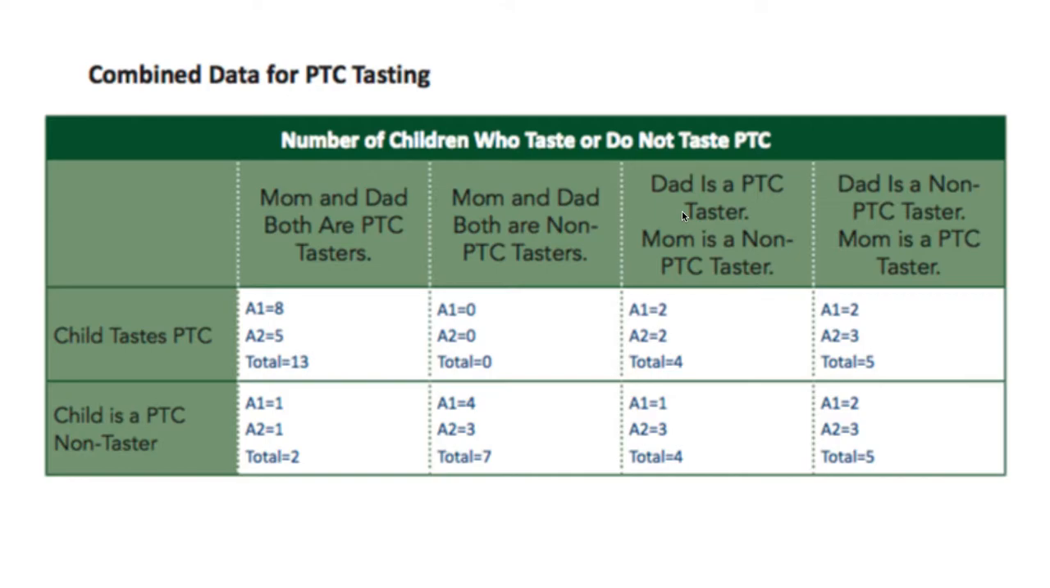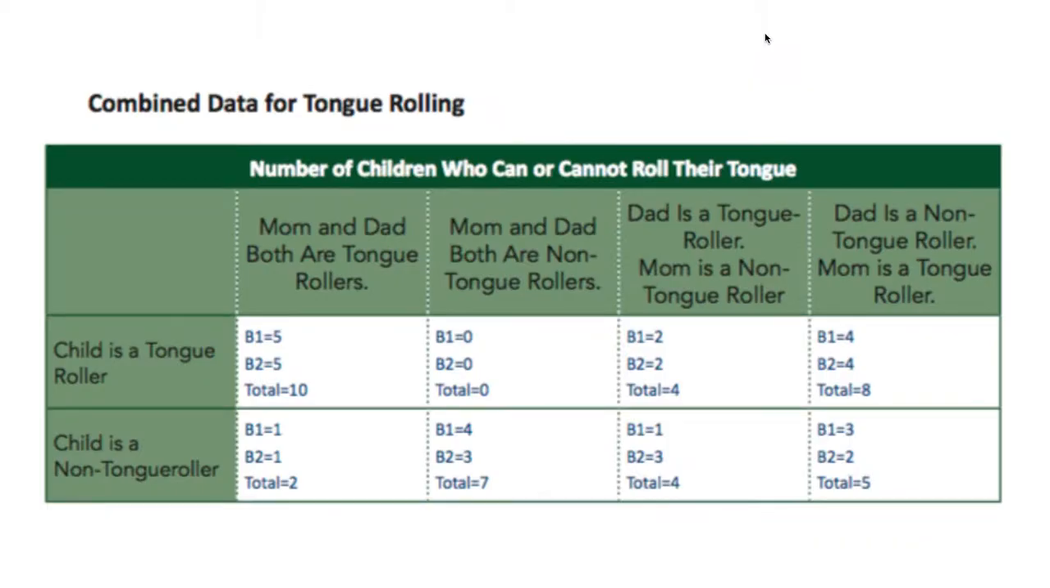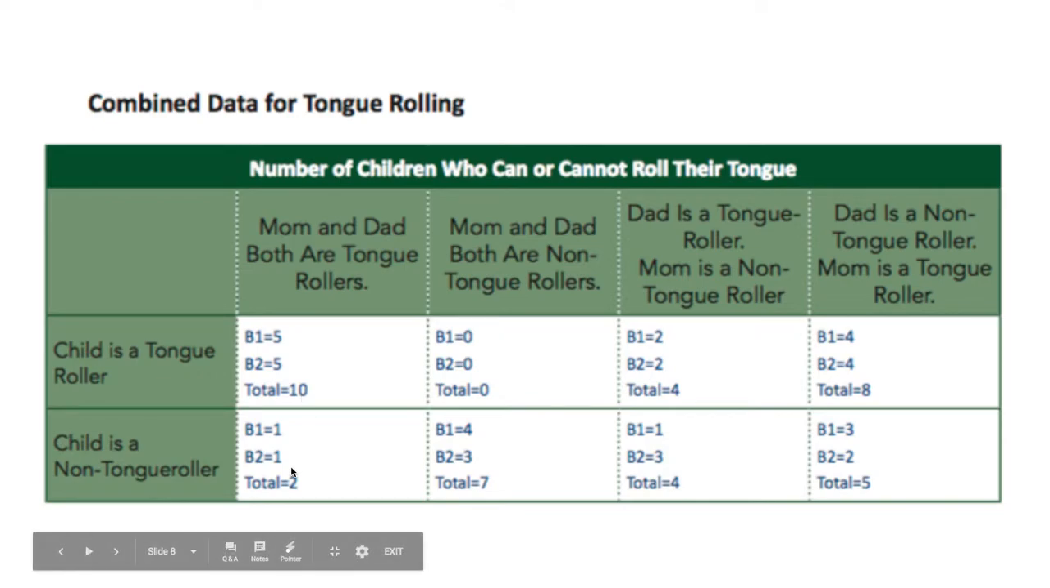When we got to mixed, dad is a taster and mom is non: 4 tasters and 4 non-tasters for children. Dad is a non-taster and mom is: 5 were tasters and 5 children were not tasters. All right, then we looked at tongue rolling as a trait, and we had sets B1 and B2. And when we combined our data for that, we had mom and dad are tongue rollers. Well, 10 of those children were tongue rollers and 2 were not.